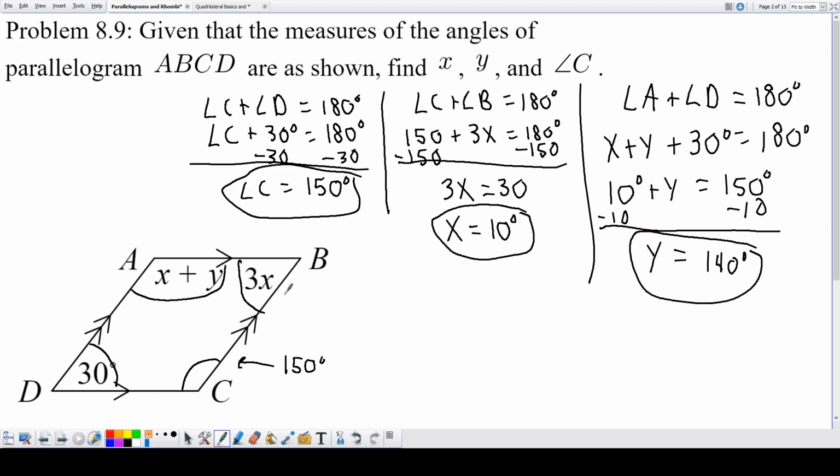Now, one thing to note is that after solving for the variables, we can conclude that the angle at B must be 30 degrees, because if x is 10, 3x must be 30. And the angle at A is going to be 150 degrees, because we have 10 plus 140. And if we look at our diagram, we notice that the opposite angles, like A and C, are the same and D and B are the same. And that is something you can show in any parallelogram.